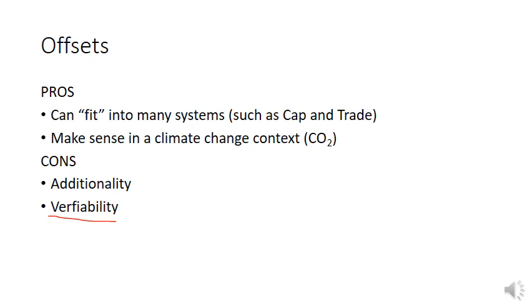This is particularly difficult in the markets where we tend to see offsets. For instance, if you are being paid not to deforest, forests are very large and hard to monitor. If you are being paid to reduce your CO2 emissions, but CO2 isn't uniformly mixed, so there are no hotspots, how do we know that that came from you and not from me?